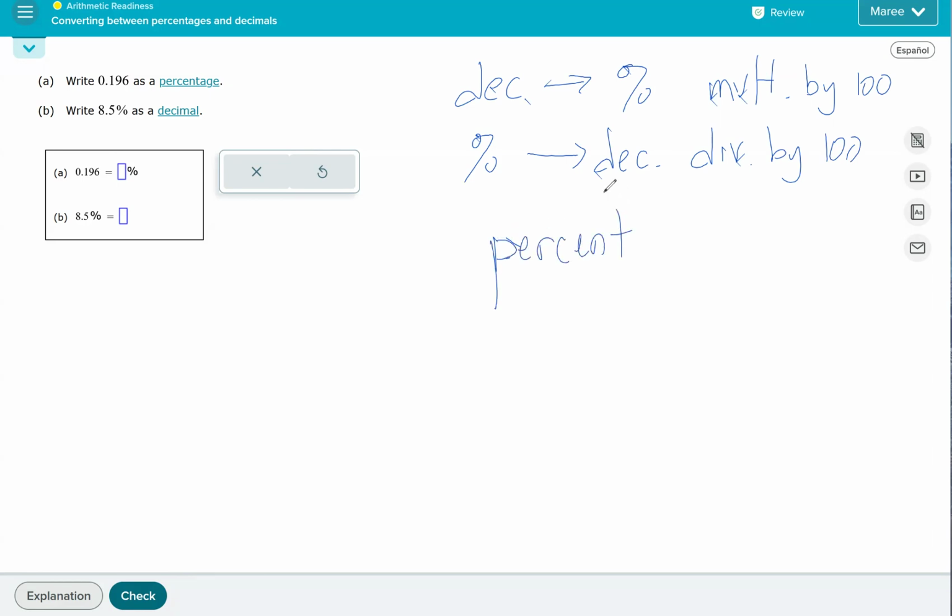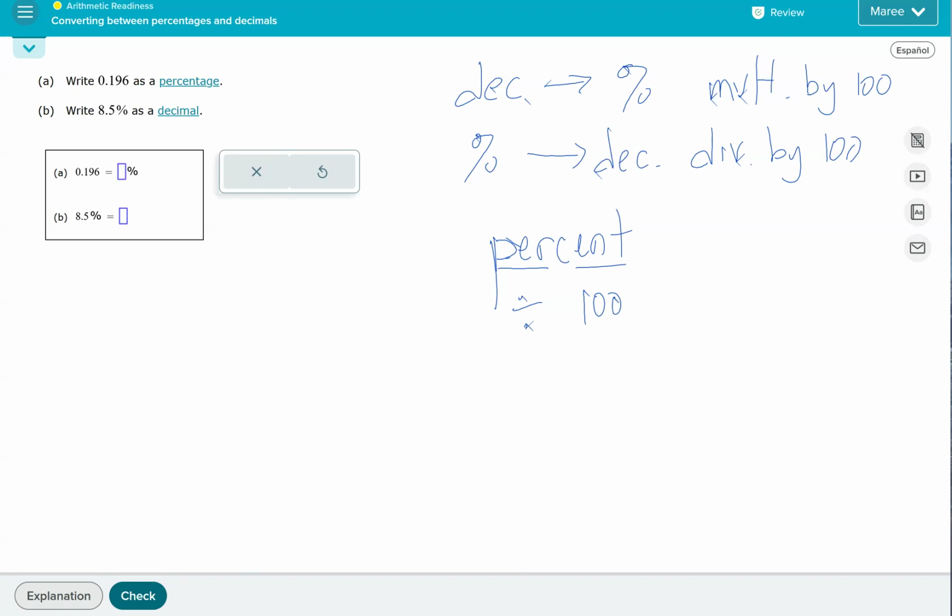cent means the per means divide, and cent actually represents 100. If you think about century, it starts with cent, and that is 100. A centimeter also means 100. So there's 100 centimeters in 1 meter. So percent always means divide by 100. So when you see the percent sign, you divide by 100. And then you do the opposite if you want to change it to a percent and you have the decimal.